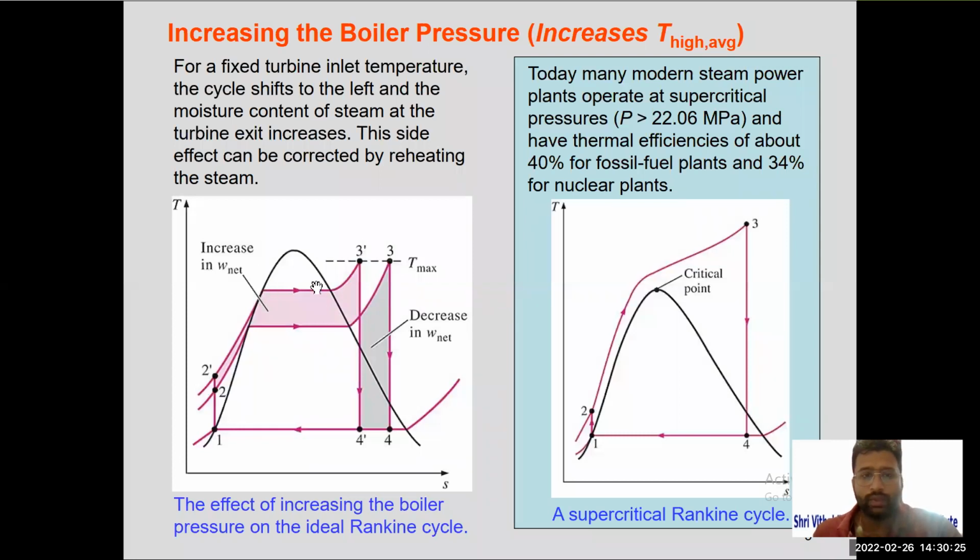Now you can increase the boiler pressure above the critical point also. So those are called supercritical boilers. Their limitation is about 25 megapascal, but if you go above 25 megapascal, these are also called ultra supercritical boilers.